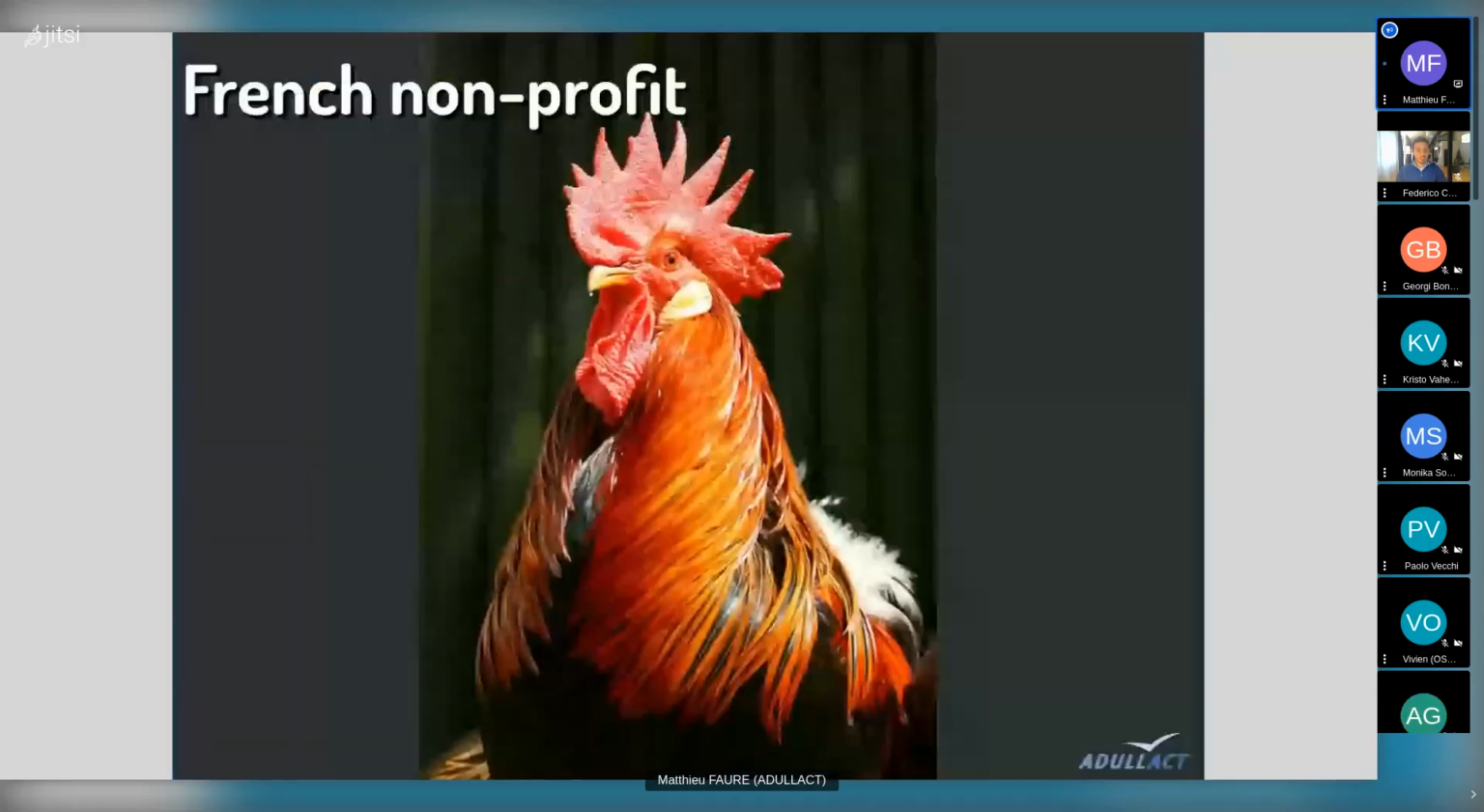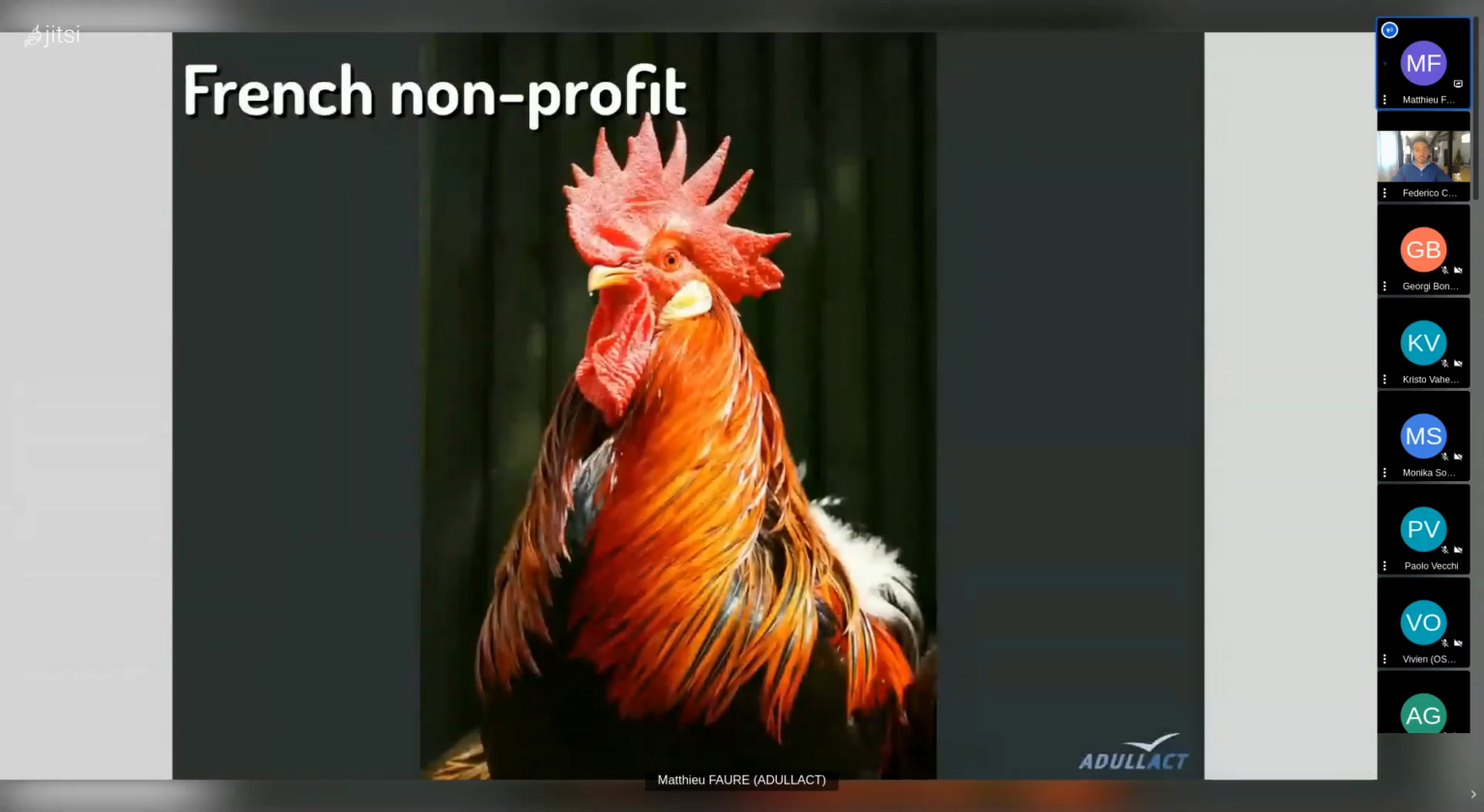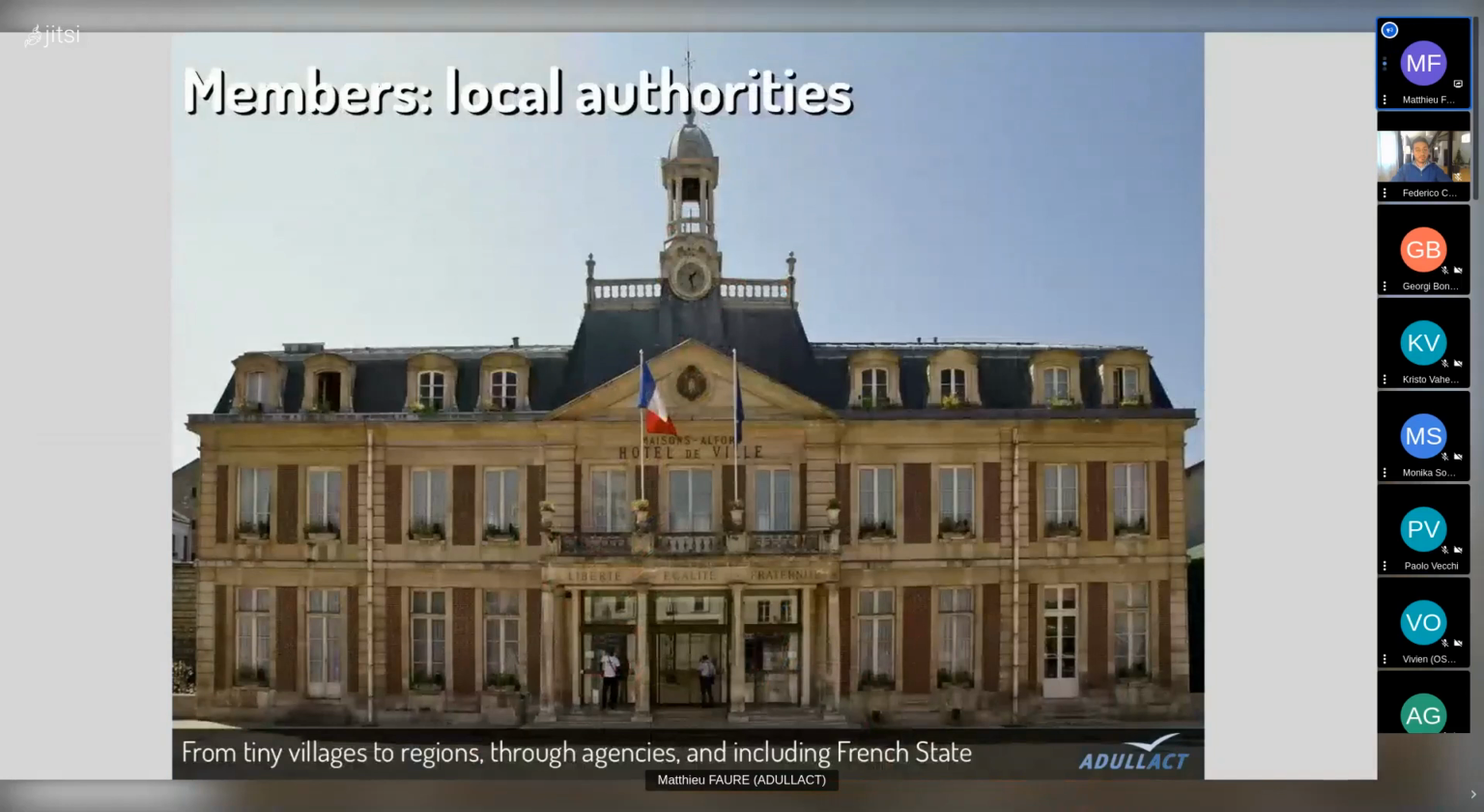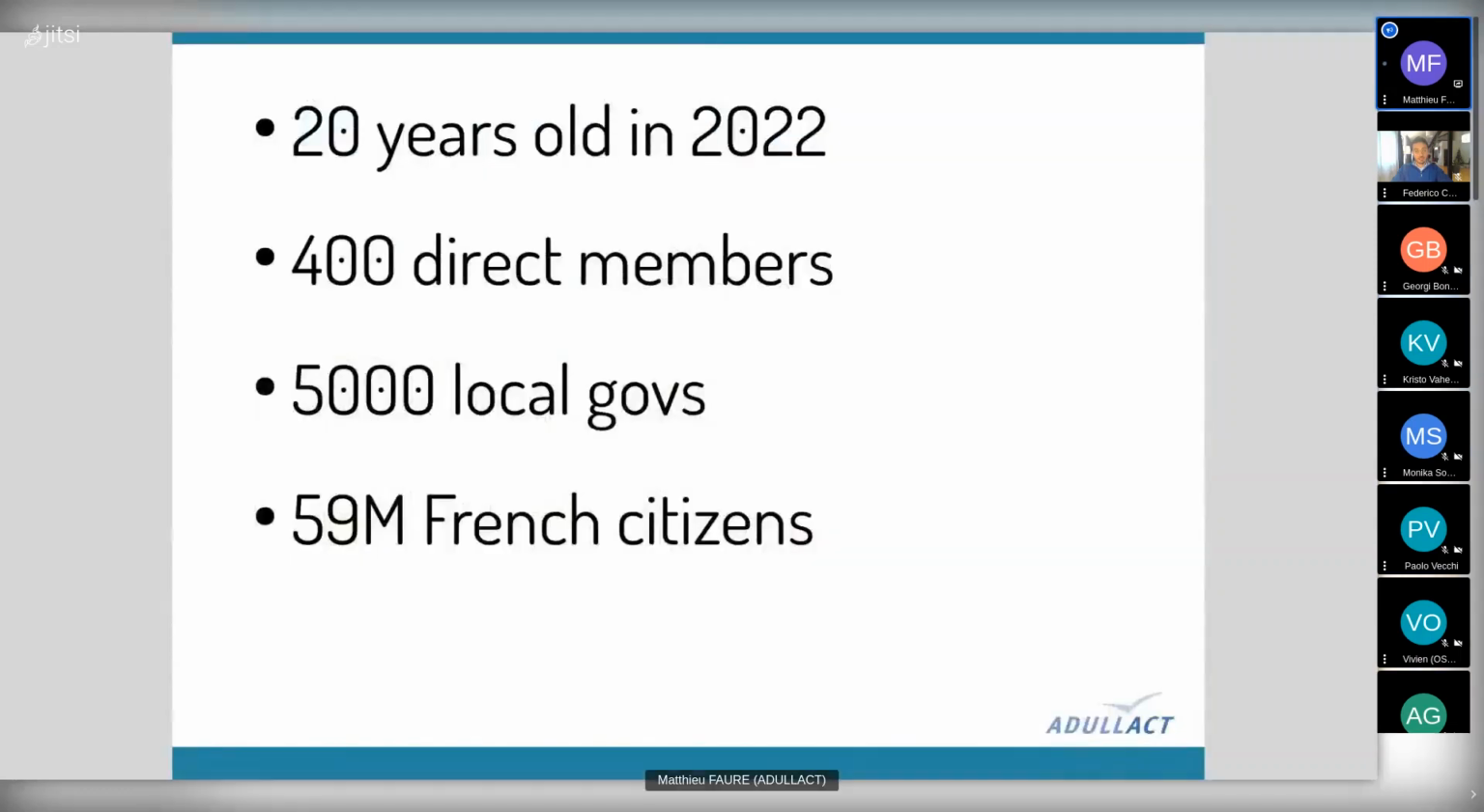First, the presentation of Adullact. Adullact is a French non-profit organization, made up of local authorities. From local authorities, we include everything from tiny villages to regions, from departments through agencies, and even including the French state itself. So we are kind of a national non-profit. A few data about us. We will be 20 years old in a few months. We have 400 direct members, which represent 5,000 local governments, which in turn represent 59 million French citizens.